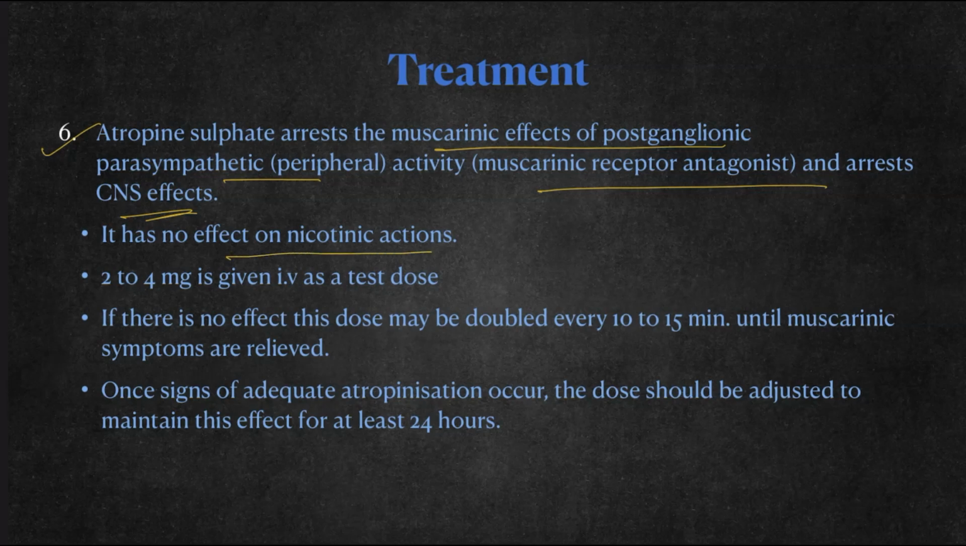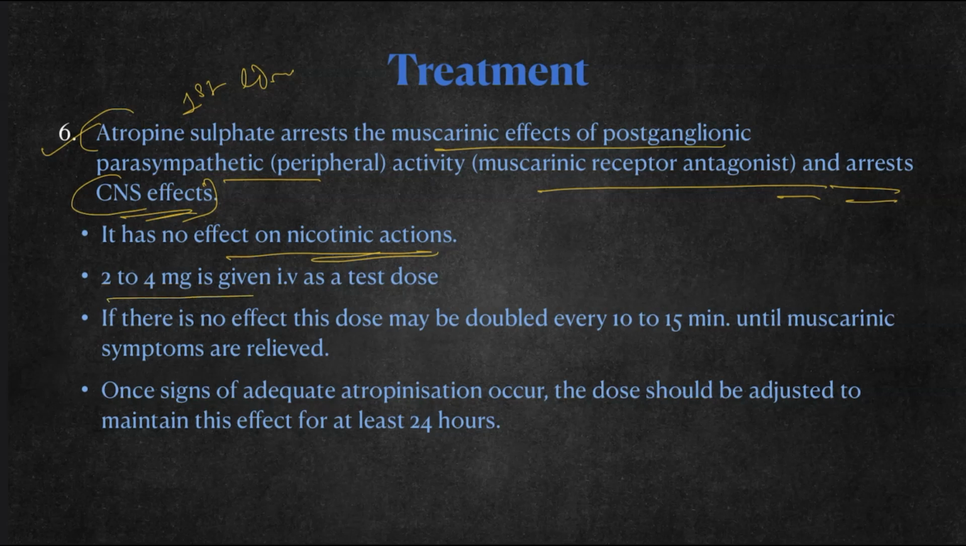It has no effect on nicotinic action, so it mainly acts on the postganglionic parasympathetic as well as the CNS symptoms. But it doesn't counter the nicotinic effects. It mainly acts on the muscarinic effect. It also prevents the CNS effects, so if the person has some CNS effect, it is relieved. So atropine is the first line of management which has to be done in organophosphorus poisoning.